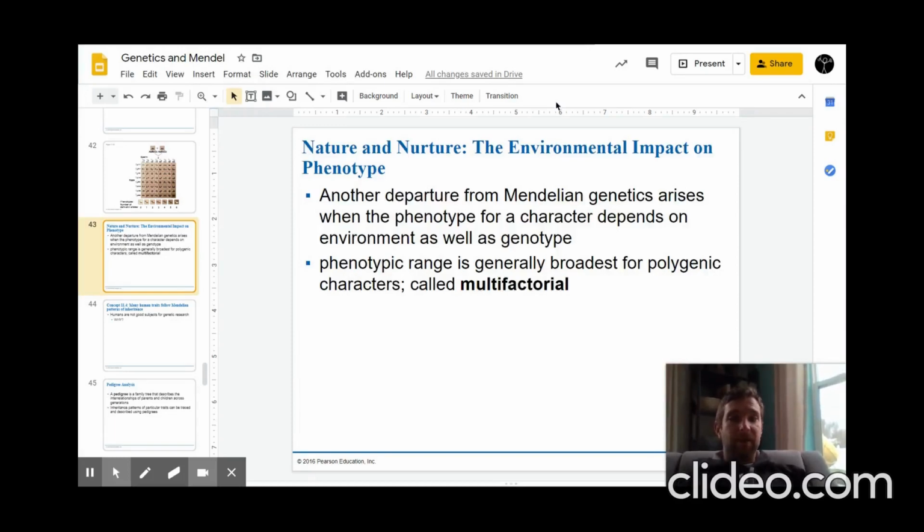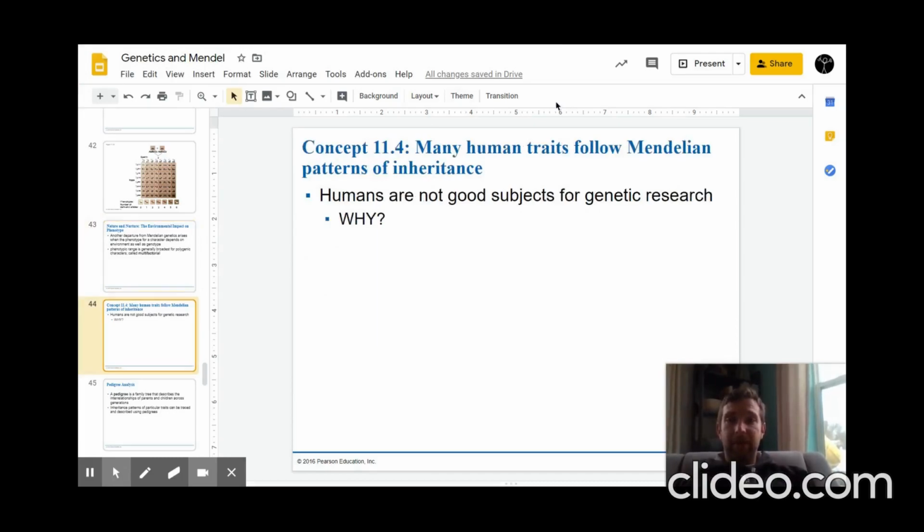So because of what we call polygenic characters, traits that are the responsibility of multiple genes, we call them polygenic, and some of those polygenic ones are environmental. We end up getting a big multifactorial result in terms of the final phenotypic outcome. So human traits do follow Mendelian patterns of inheritance a lot of the time. I'm going to share a document with you guys to be able to look at a few of those examples of human traits. But humans are not ideal subjects.